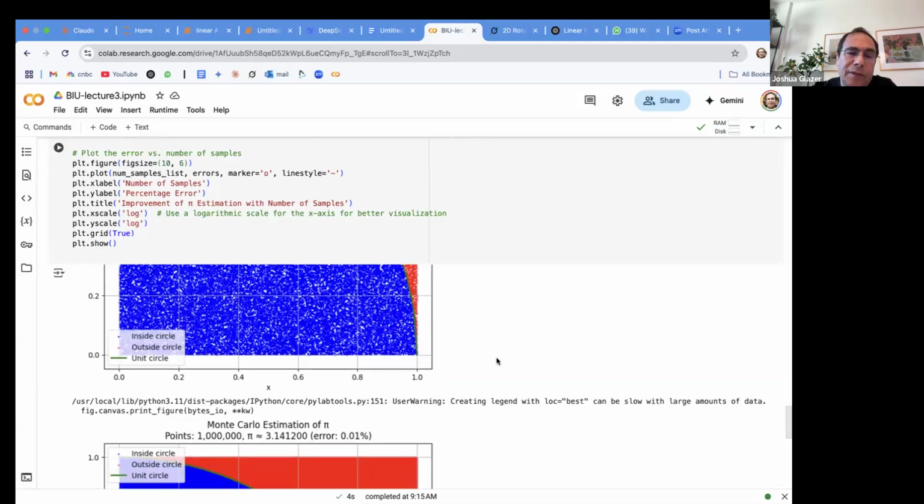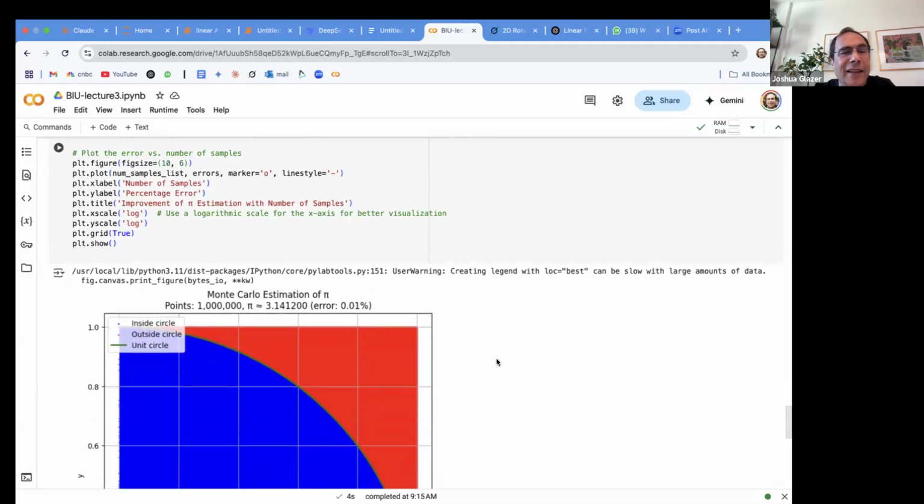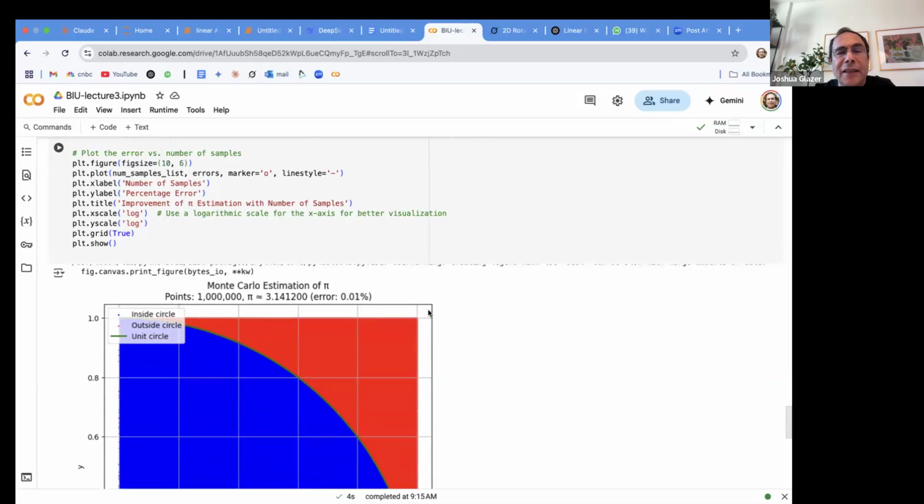Now, that's even crazy. That's 1,000,000. And here we have almost 0.1% error. So we practically got pi. Now, obviously, that's not a clever way to calculate pi, we all know.